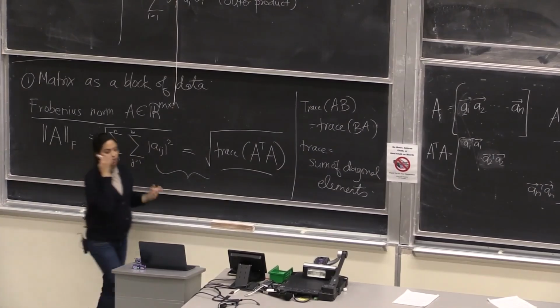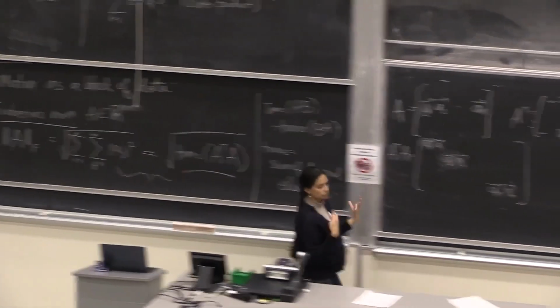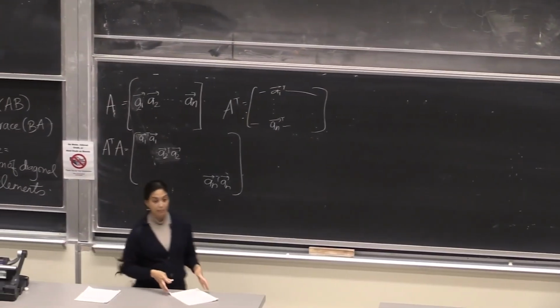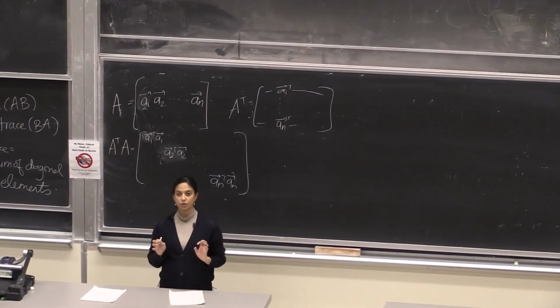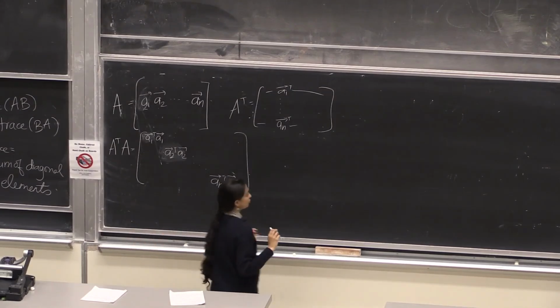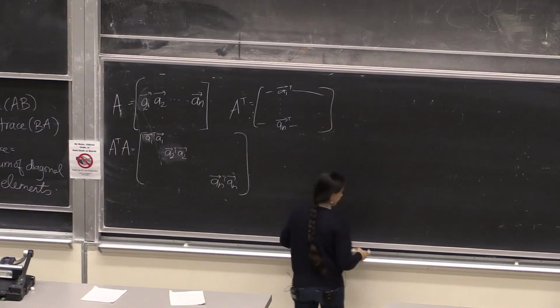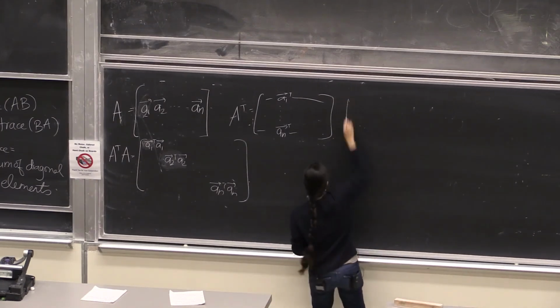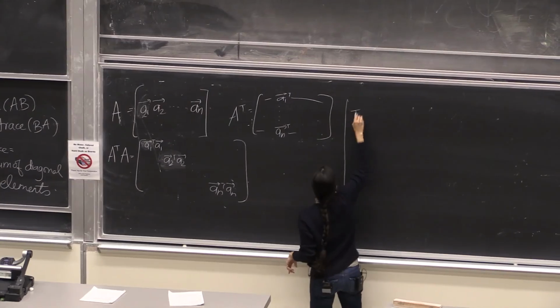So when in doubt, doing a simple calculation, a simple example, is often a very good way to remember how to do something or confirm to yourself that you believe something is true. Okay, so an important property of the Frobenius norm.